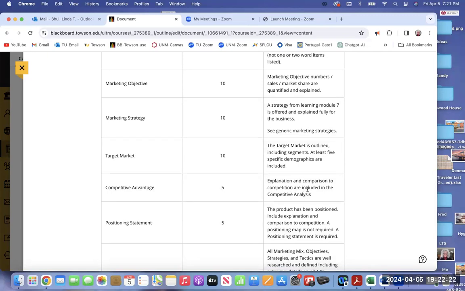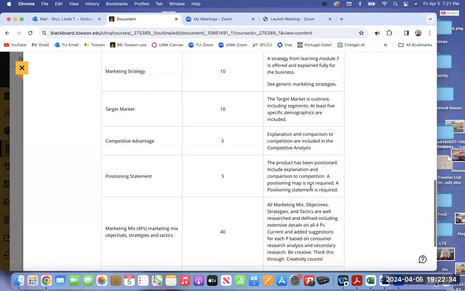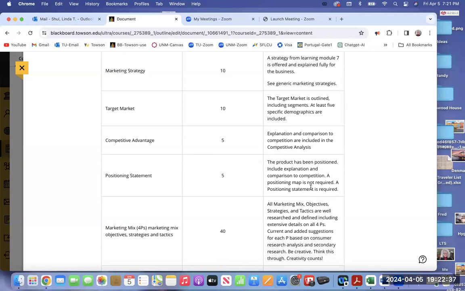Competitive advantage. This could be 1 sentence or 2, just an advantage over the competition. And again, look at the examples because you have to word it correctly. Just say our advantage over the competition is whatever it is.